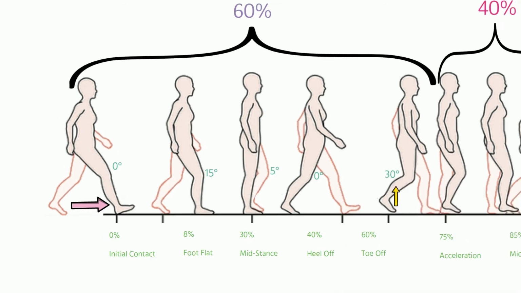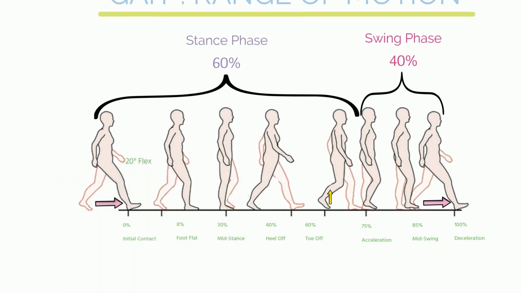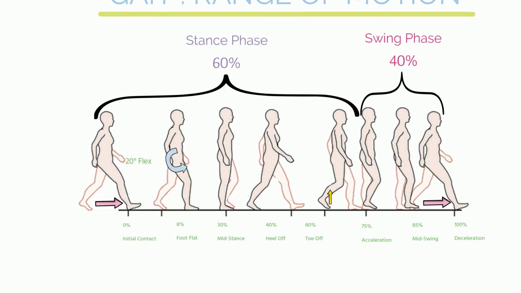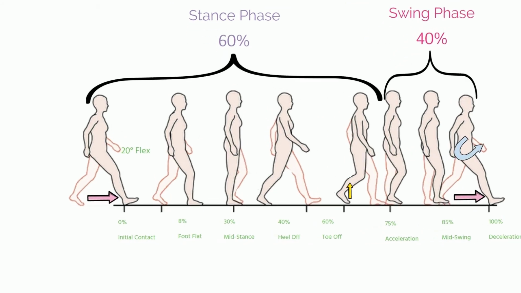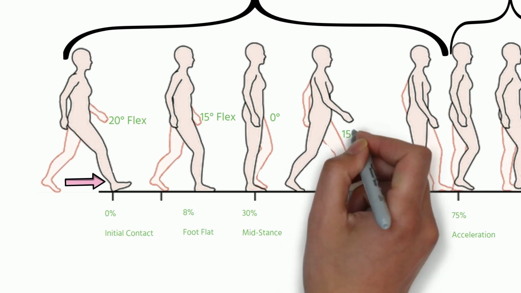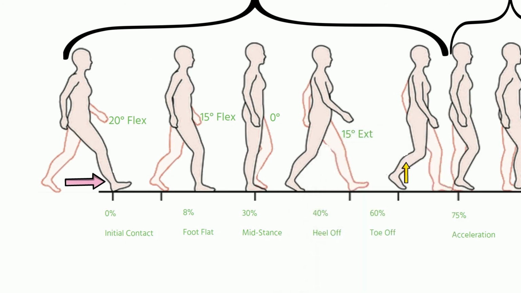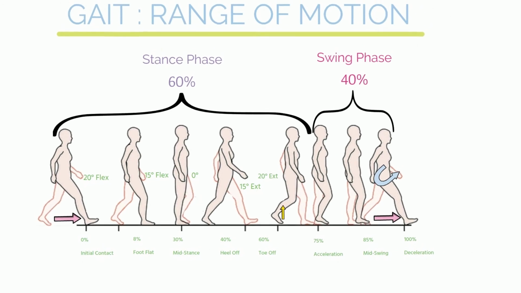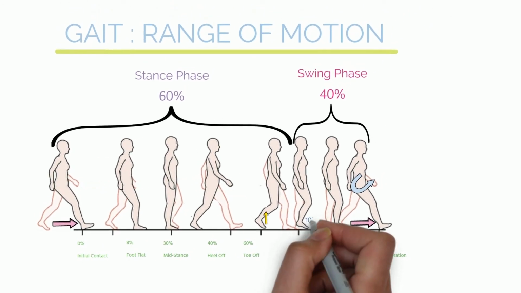The hip is flexed to 20 degrees at initial contact. Notice that it moves from flexed position to extended position through the stance phase and from extended to a flexed position in the swing phase. At foot flat, the hip is flexed to about 15 degrees and neutral at mid-stance. At heel off, the hip is in 15 degrees of extension and reaches a peak extension range of motion at toe off.